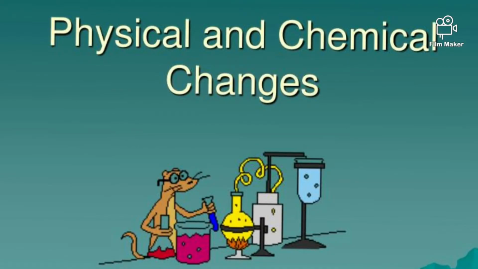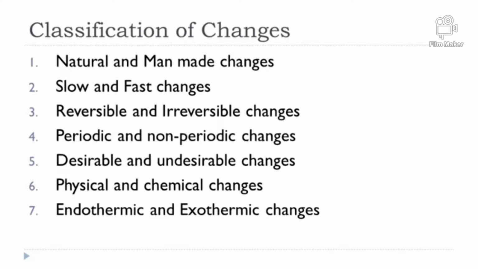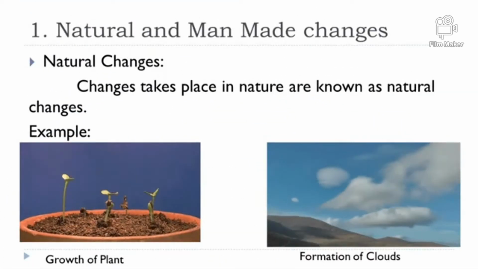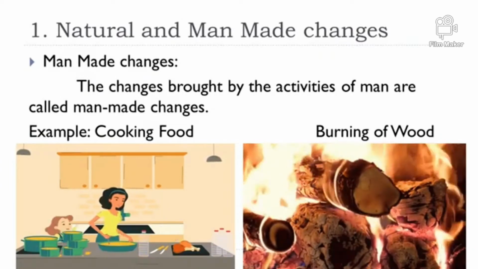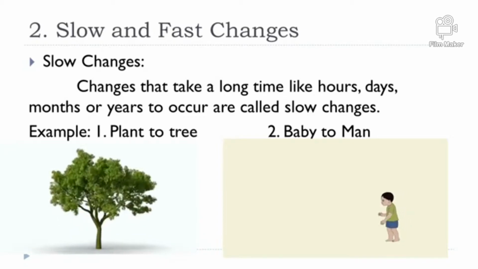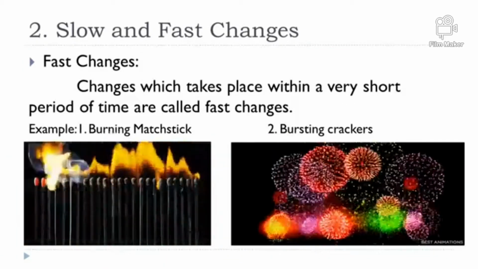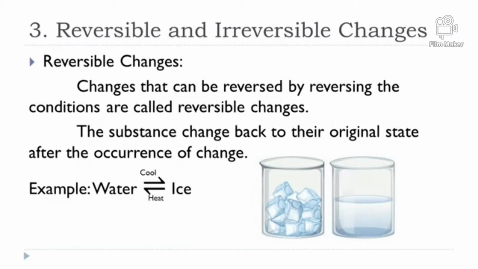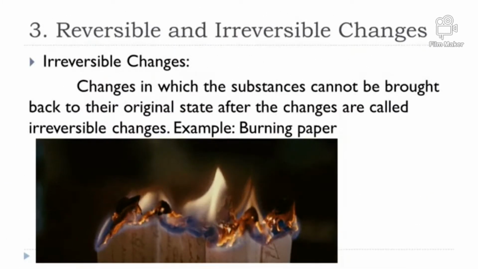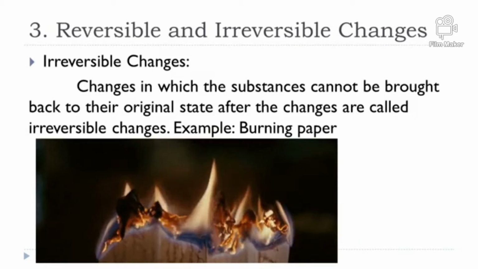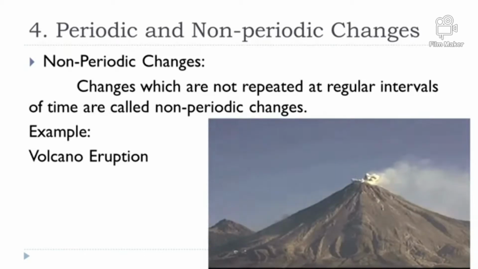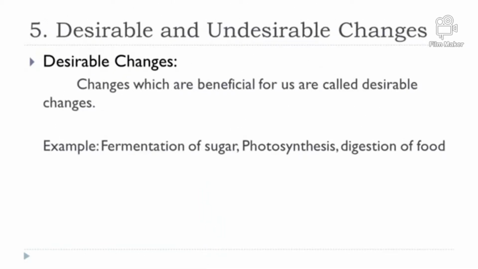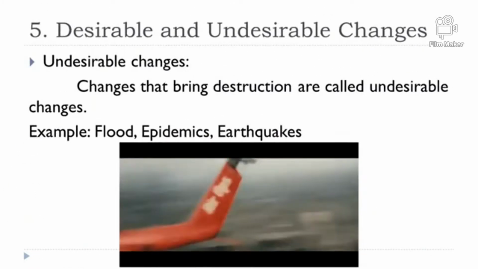Students, in this video we will read about different kinds of changes that take place in our surroundings and environment. Some are natural changes, some are man-made changes, some take a very slow process, and some are very fast changes. Some changes are reversible, some are irreversible. Some are periodic and non-periodic changes. There are desirable as well as undesirable changes also.